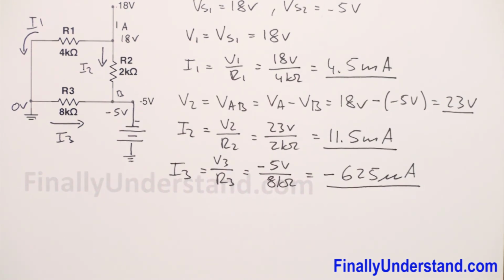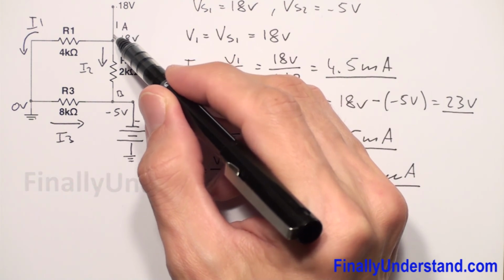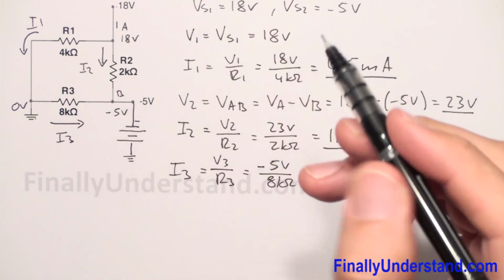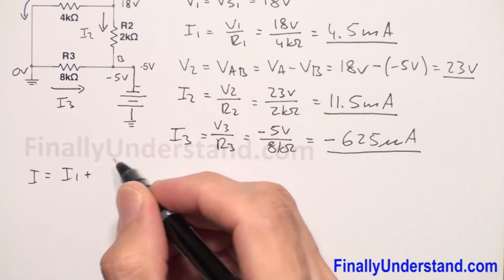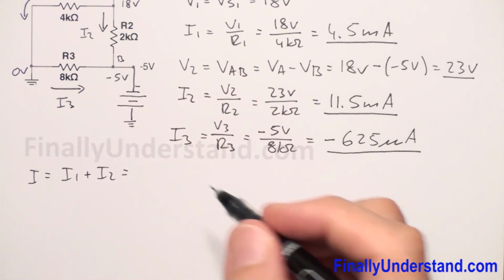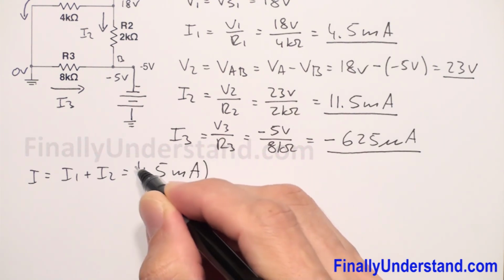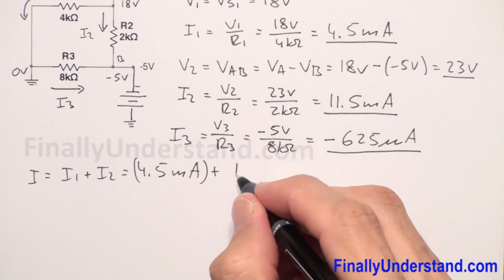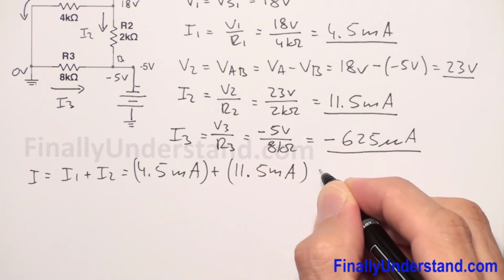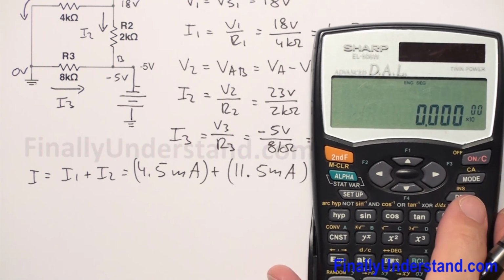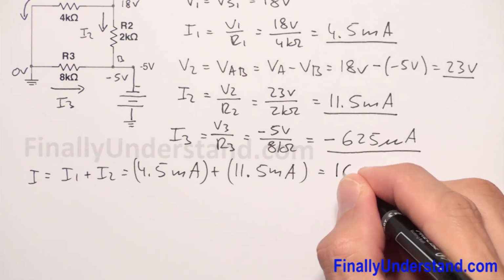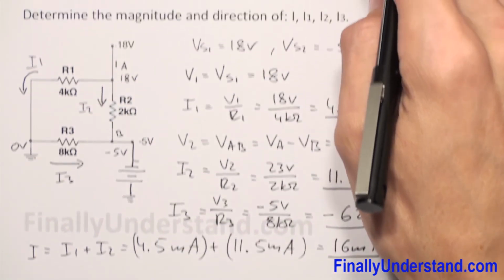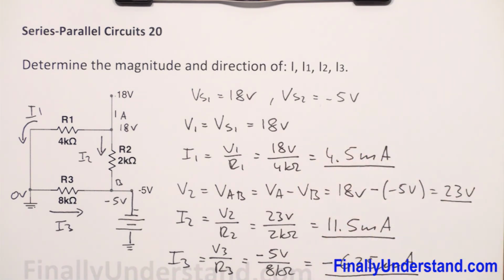So next we're supposed to find current I. This current is going to split into two currents, I1 and I2. So if you want to find I, you have to use KCL, simply add these two currents together. So I is equal I1 plus I2, where I1 is equal 4.5 milliamps plus I2, which is equal 11.5 milliamps. This is equal 4.5 exponent 3 negative plus 11.5 exponent 3 negative equals 16 milliamps. So we found I, we found I1, I2, and I3. We can say that the problem is solved.